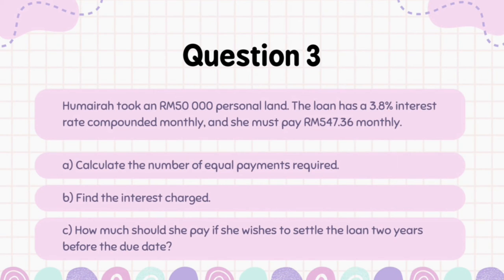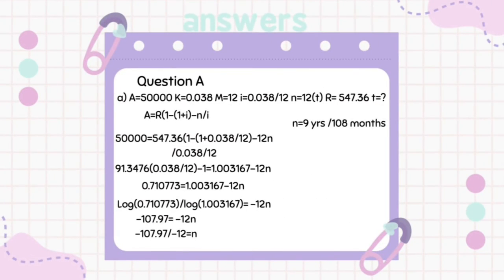So for part A, calculate the number of equal payments required. First thing, we must identify all the information given. A is 50,000, K 0.038, M is 12, I is 0.038 over 12, N is unknown, and R is 547.36. For the formula, using A equals R[(1 minus (1 plus I) to the power of negative N) divided by I]. For the first one, 50,000 equals 547.36 times (1 minus (1 plus 0.038 over 12) to the power of negative 12N) divided by 0.038 over 12.